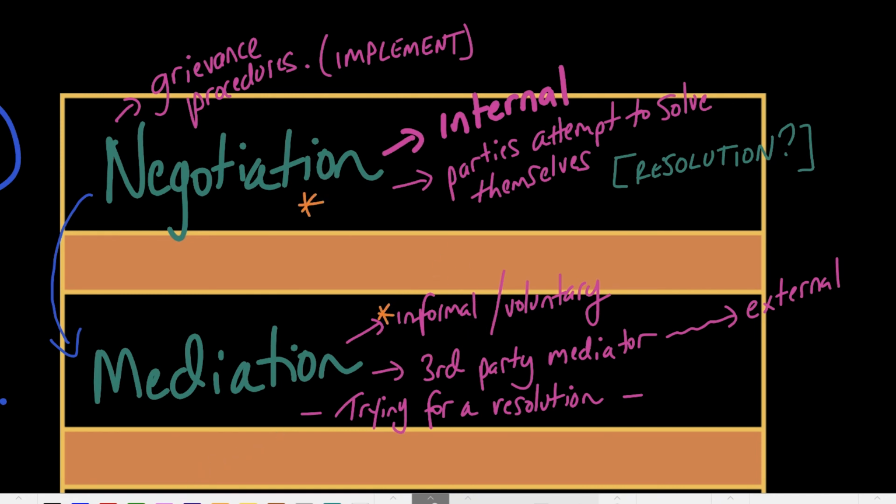What is happening though is, rather than just being internal, when we go to mediation, we are getting a third party mediator, and a third party in the sense that this person is independent. They don't work for the business, they're from elsewhere, and we're trying to find a resolution. So we were unsuccessful at solving it amongst ourselves. Now we're bringing in an independent external person to see if this can work. If this works, great. If not, we have to move on to the next step.